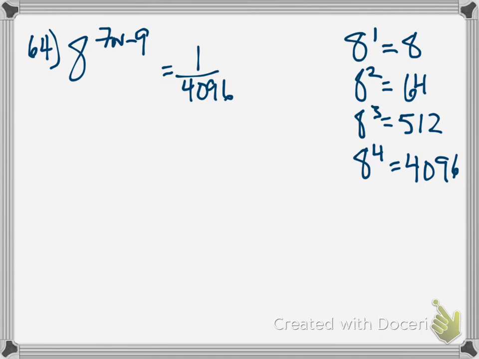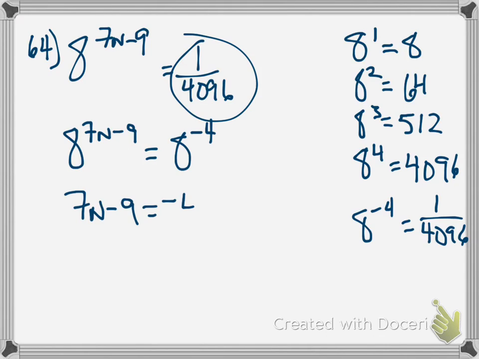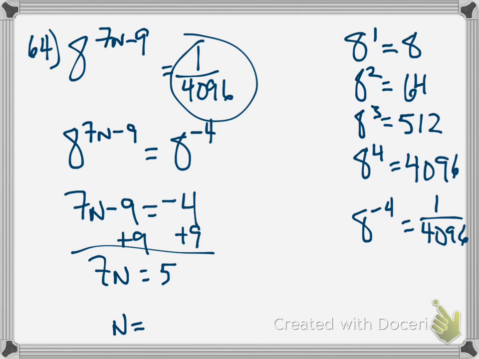That would also suggest that 8 to the negative 4 power is equal to 1 over 4,096. Don't forget that the negatives are the reciprocals of those. So to put this into the same base, I have 8 to the 7n minus 9 is equal to 8 to the negative 4 power. Now that they're the same base, I can drop that and just say 7n minus 9 equals negative 4, and start solving like I normally would. Add 9 and then divide by 7 to get n equals 5/7.